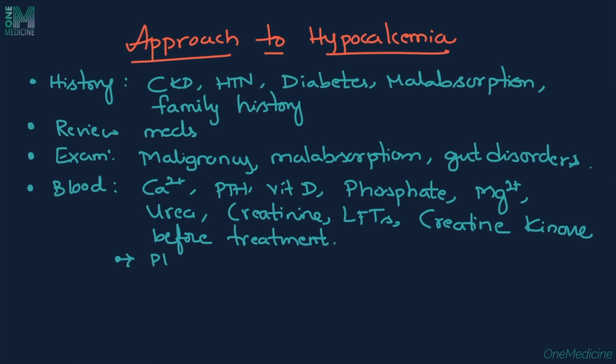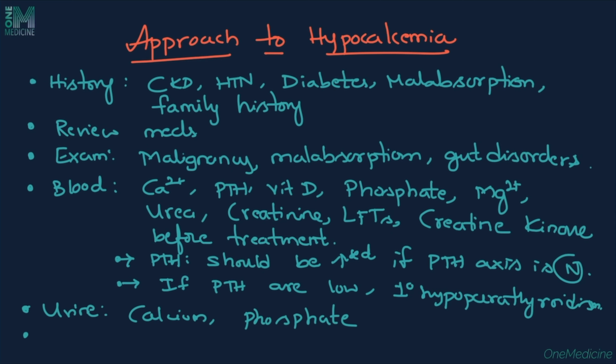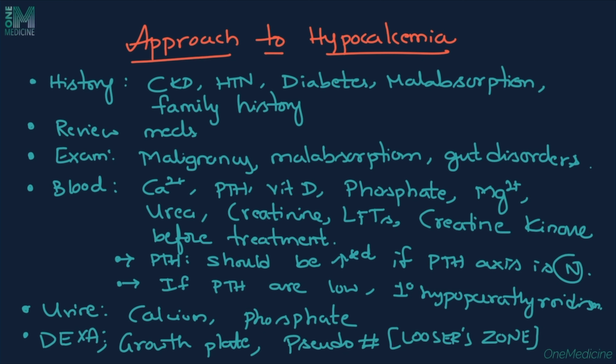Parathyroid hormone levels should be increased if the parathyroid hormone axis is working normally. If parathyroid hormone levels are low or inappropriately normal, primary hypoparathyroidism should be considered. Urine calcium and phosphate excretion, imaging to exclude growth plate abnormalities in children, pseudofractures, also known as Looser's zone.